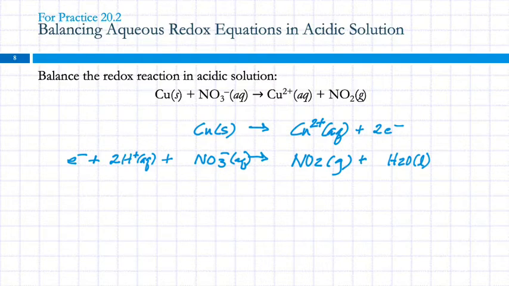Okay, what do I do now? I need to multiply my bottom equation by a number to make the number of electrons here equal to the number of electrons up there. So this time I'm going to multiply everything by 2. I need 2 electrons. So if I multiply 2 times 2, I get 4 there. This is a 2, and a 2, and a 2.